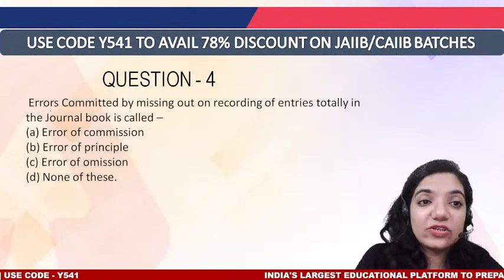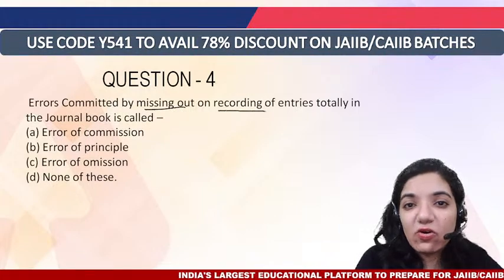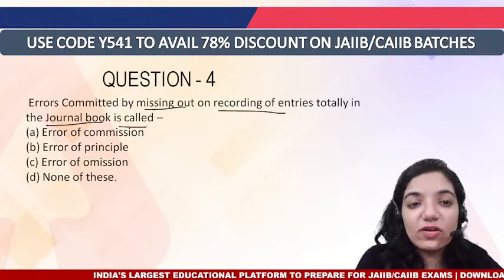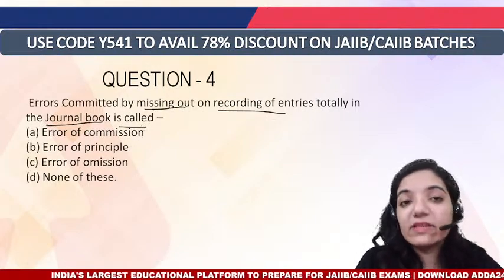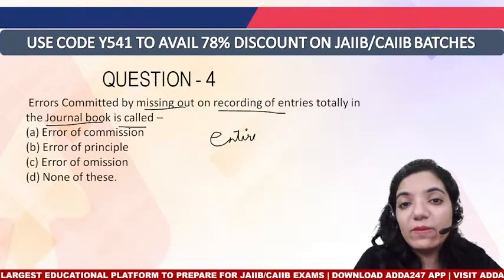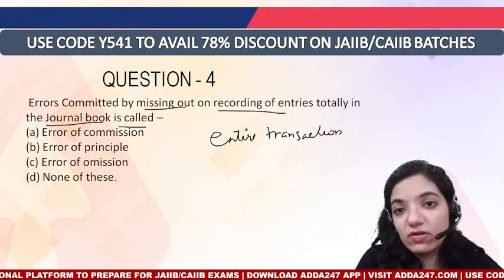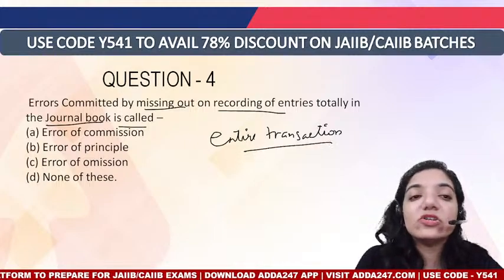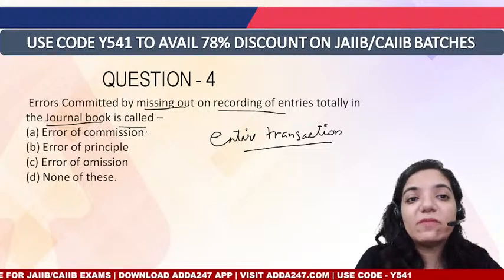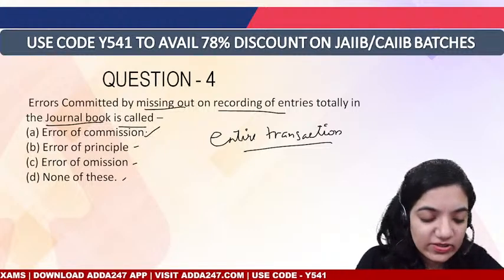Now the next question. Errors committed by missing out on recording of entries totally in the journal book is called. Sometimes the entire transaction would be missed out and not noted at all. So if such a thing happens, what would happen in that case? Will it be an error of omission, error of commission, error of principle, or none of these?